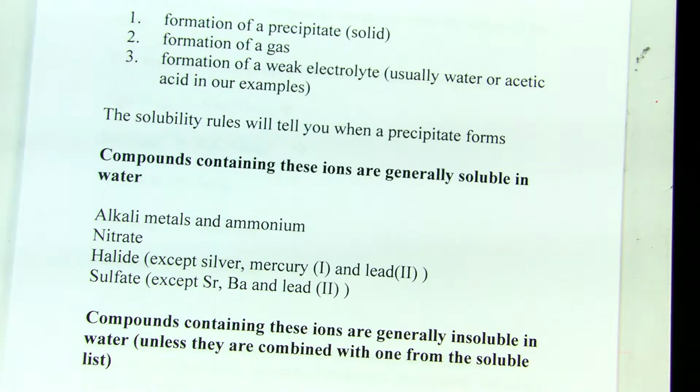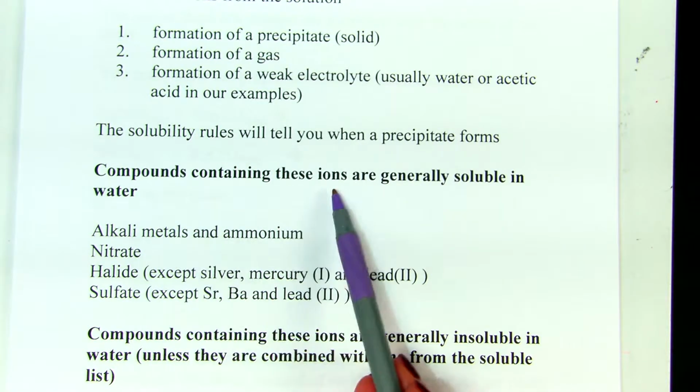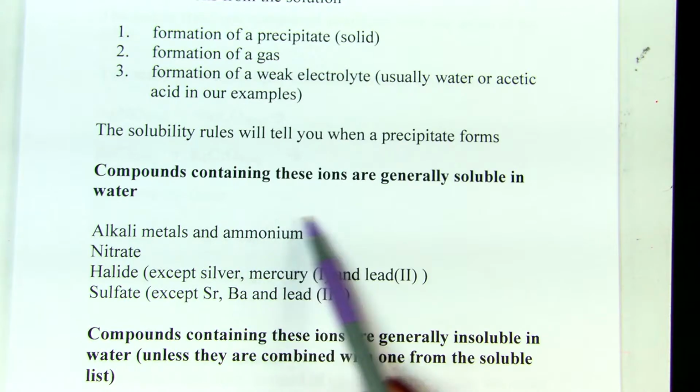Okay, so we have a series of rules that will tell us when a precipitate forms. Now, you really have to work at studying these rules, and you have to learn the rules. So, compounds that contain these ions listed below will generally dissolve in water, and when they stay dissolved, they just break apart and float around as ions.